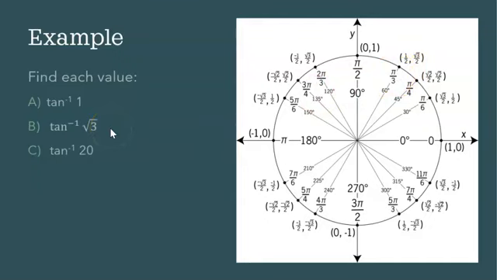Now, part C, tangent inverse of 20. Tangent does not have the same constraints as sine and cosine. It's not limited to between negative 1 and 1. Tangent can be any number you want. So this can just be done on a calculator.